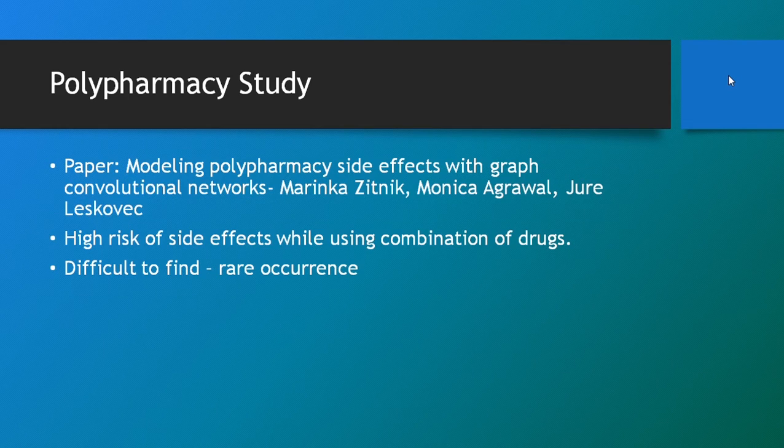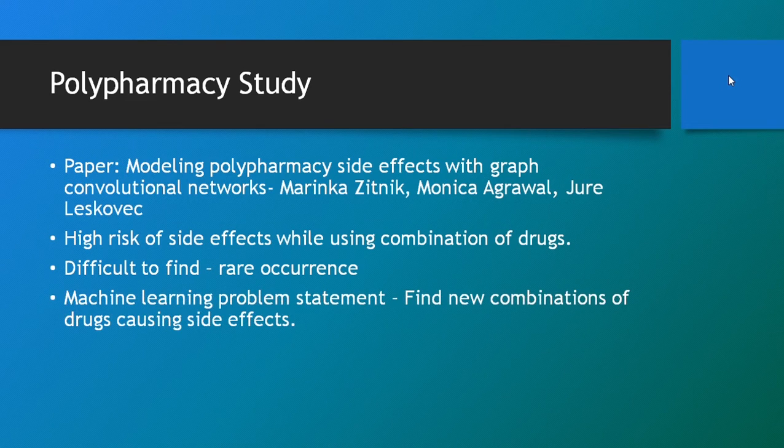However, many of such combinations are unknown and might go unnoticed, or the documented side effects may be suspected to be caused by some other reason rather than such combinations. Therefore, we use machine learning so as to find new combinations of drugs causing side effects.